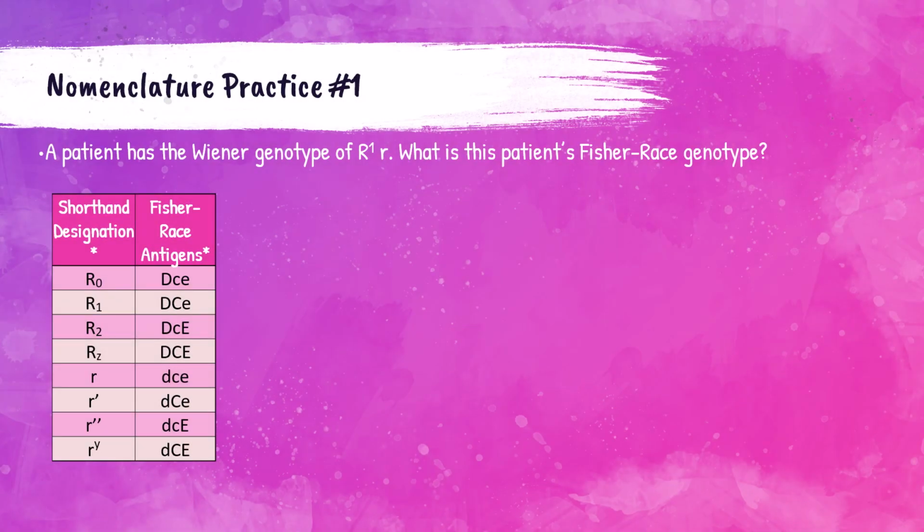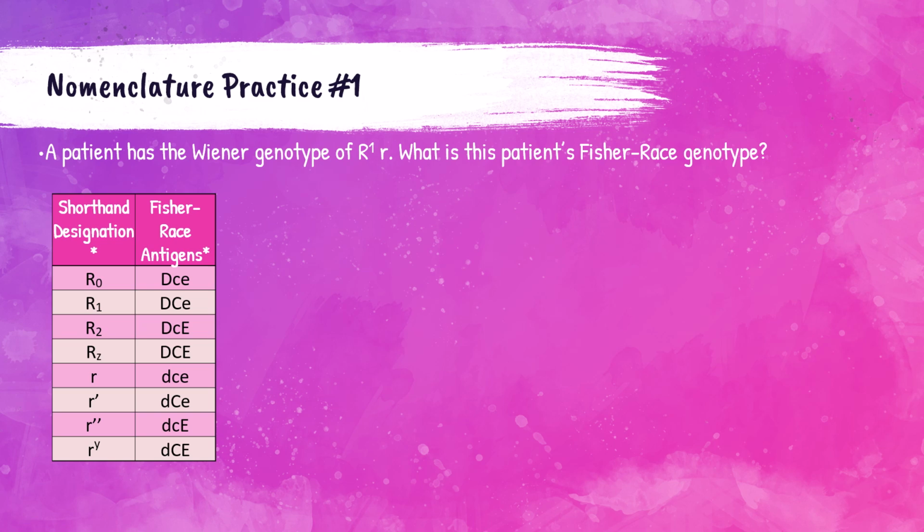Okay, so let's do some practice here involving the conversion of most probable genotypes between Fisher-Race, Wiener, and Rosenfield. Okay, so this is the first practice problem. A patient has the Wiener genotype of big R1, little r. So what is this patient's most probable Fisher-Race genotype?